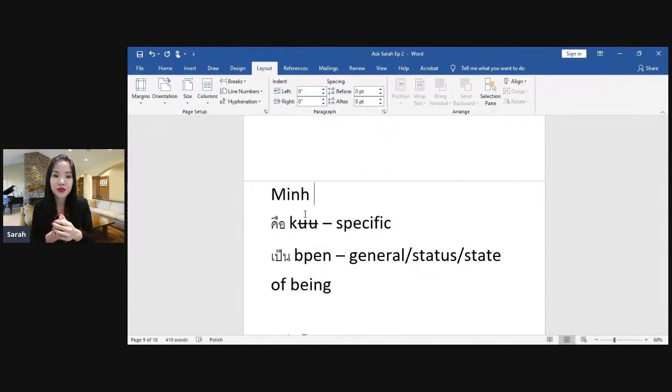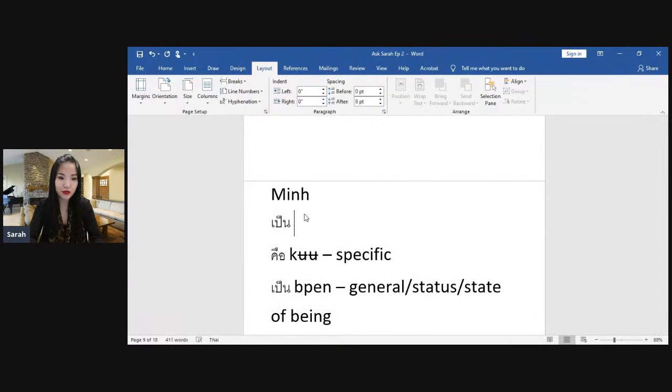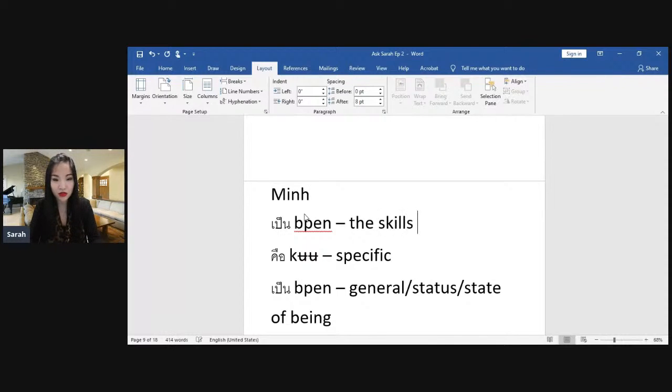Okay. Let's talk about เป็น, in terms of another meaning than the verb to be first, just to differentiate it. Okay. So เป็น means you have the ability, you have the skills to do something. You have the skills of something.